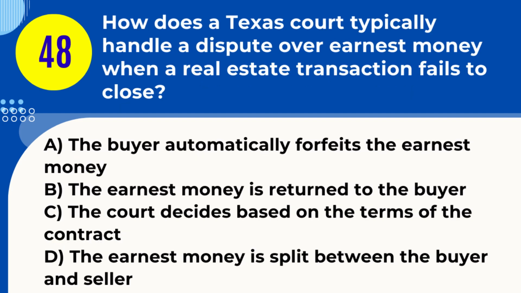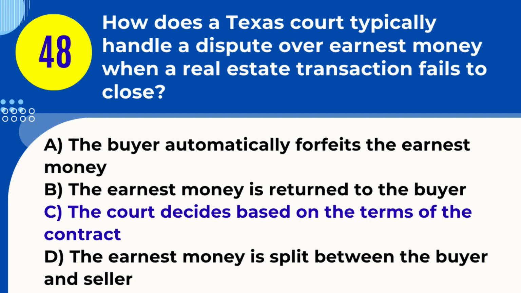Question 48. How does a Texas court typically handle a dispute over earnest money when a real estate transaction fails to close? A. The buyer automatically forfeits the earnest money. B. The earnest money is returned to the buyer. C. The court decides based on the terms of the contract. D. The earnest money is split between the buyer and seller.